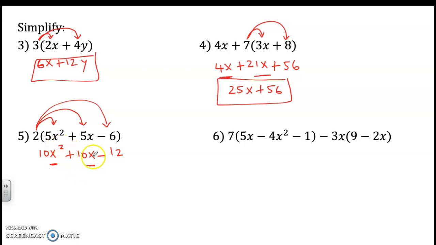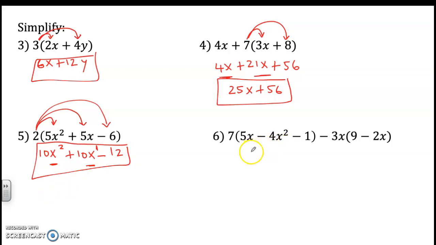Here I have a 2, and because there's no exponent here, you're supposed to have a 1. If there's no exponent, you have a 1. So this is x to the second power, this is x. Like terms is when they have the same variable, same exponent. So right now, this should be my answer because the exponents are different.